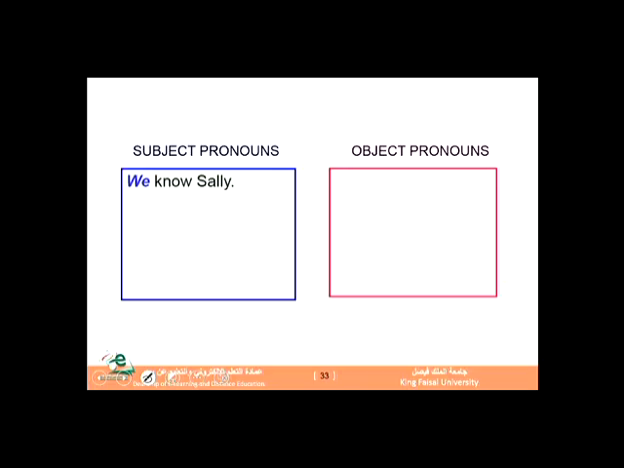Okay, let's have an example. We know Sally. Look, we here is the subject. Now, what if we occurs in the object position? It becomes something different. Sally likes us. We changes to us. Okay. You know Sally. You is the subject of the sentence. Sally likes you. So again, it is the same form in the subject and in the object position, while we is we in the subject, while it is us in the object.